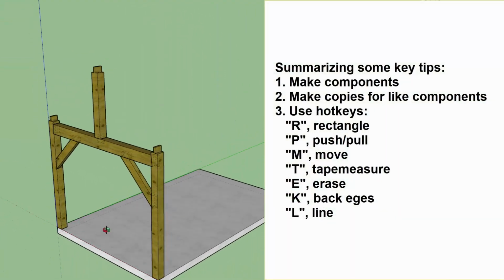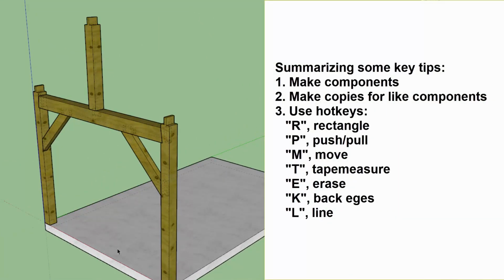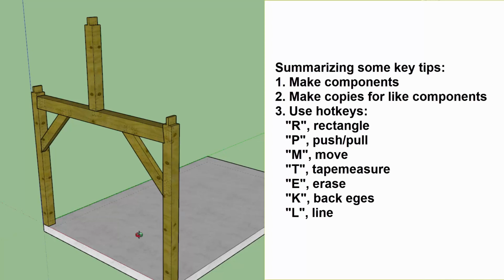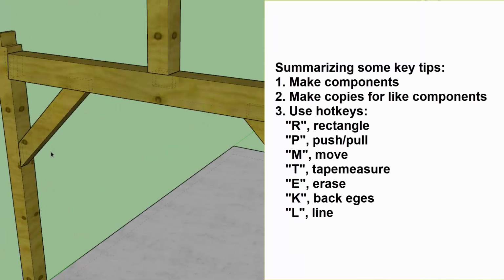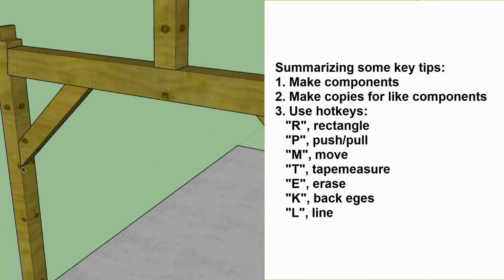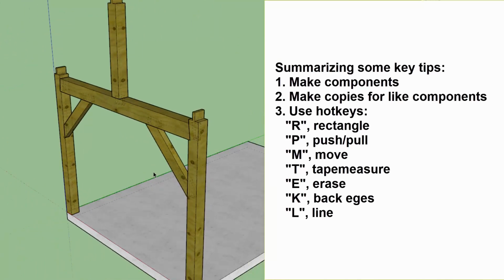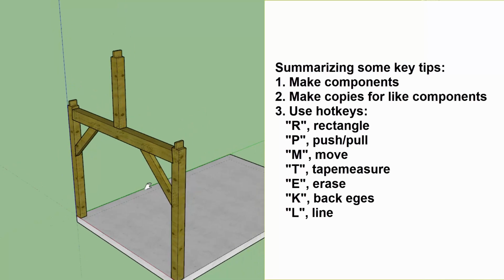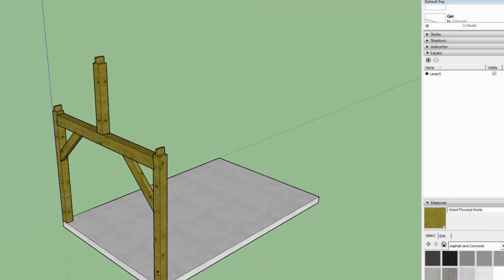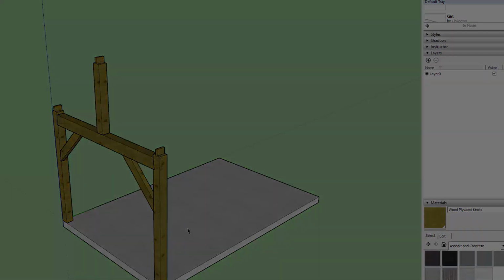That's giving you the basics, right? The keys are make components, M to move, hold the control key to make copies, the T tape measure drawing reference line is a very handy tool, and that's probably enough for one video. I will pick it up from here in the next video and show you creating copies of the 3 bents, adding knee braces and plates and rafters.